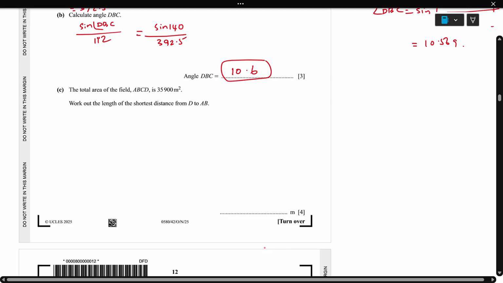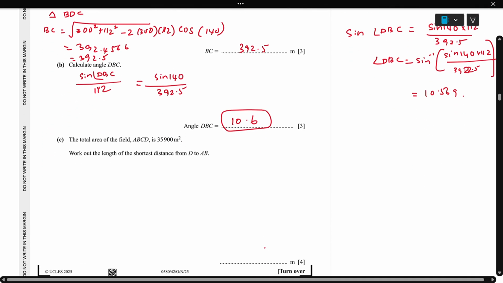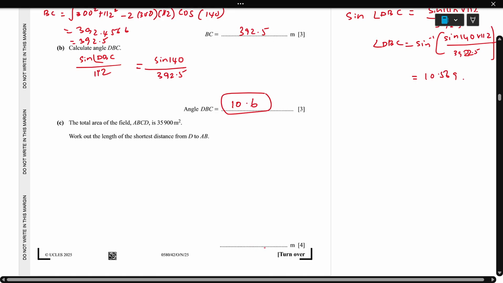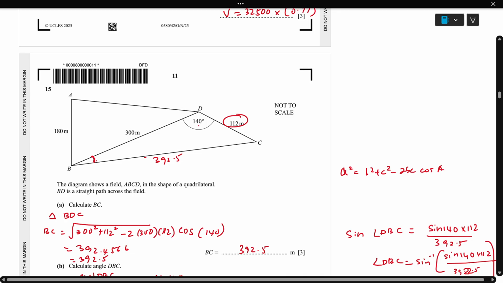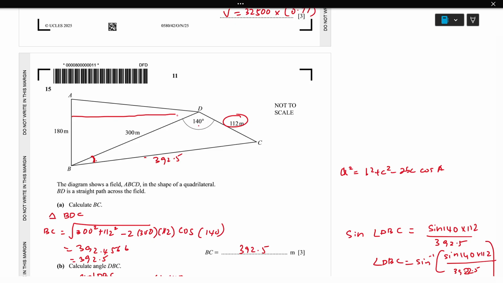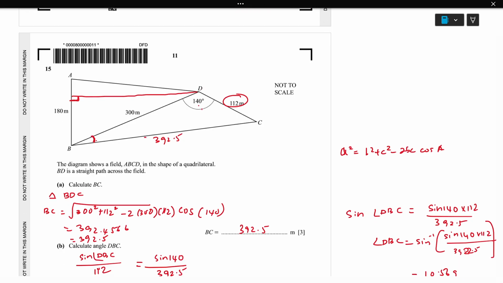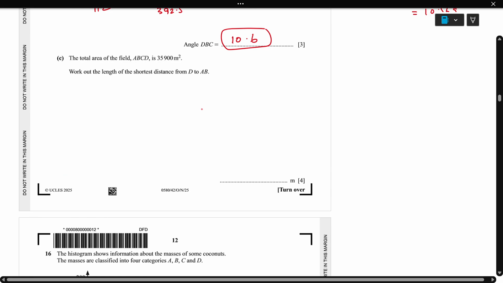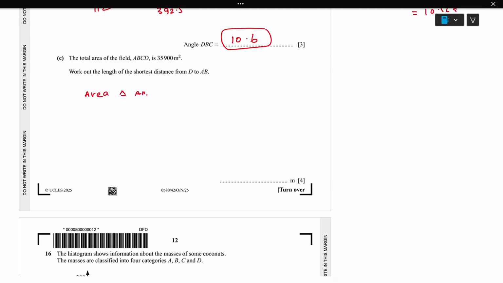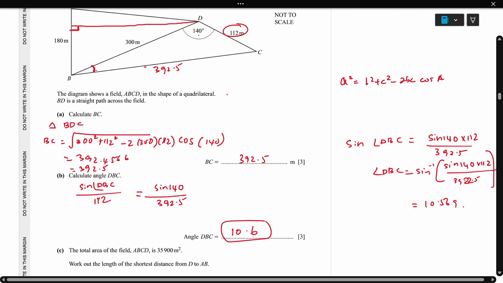Next, the total area of the field. The entire area is given, so work out the length of the shortest distance from D to AB. D is here, AB is here, so we have to draw a straight line. This is the shortest distance, which is always at 90 degrees. The entire area is given already, so first we need to find the area of only ABD. Area of triangle ABD equal to the entire area, which is 35900, minus the area of this triangle.